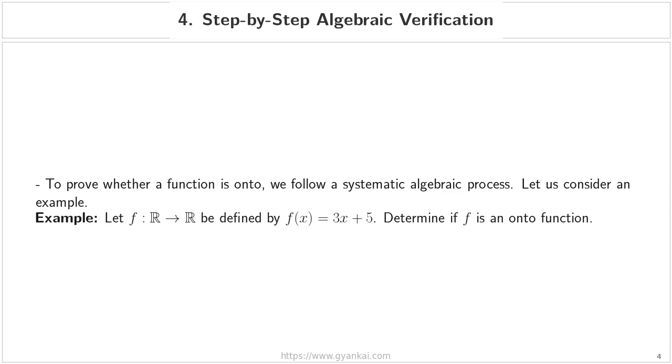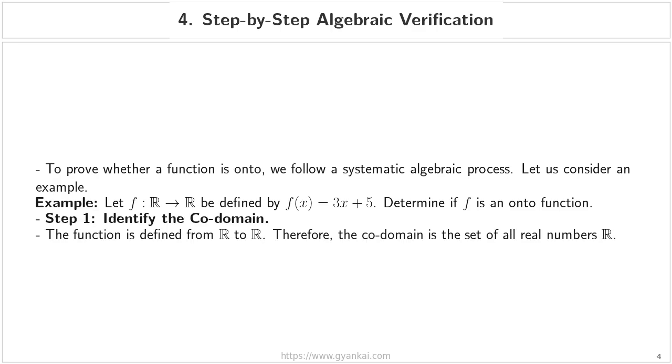Consider a function f, mapping from the set of real numbers to the set of real numbers, defined by the equation f of x equals 3x plus 5. Our goal is to determine if this is an onto function. Step 1 is to identify the codomain. Looking at the function definition, it is defined from the set of real numbers to the set of real numbers. Therefore, the codomain, our target set, is the set of all real numbers.